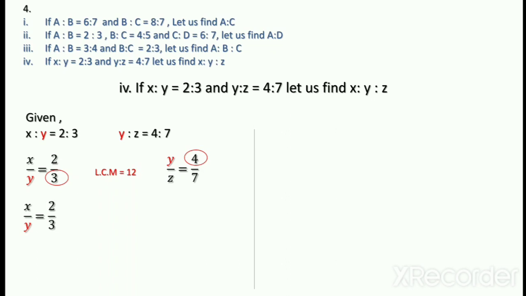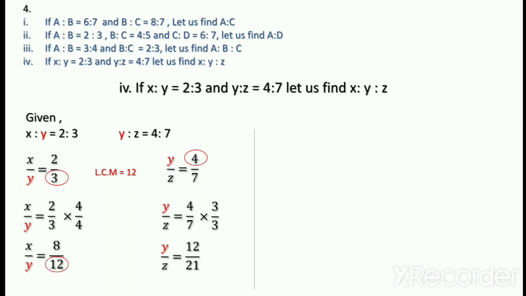We multiply the first ratio's terms by 4, so that 3 fours are 12. For the second one, we multiply by 3, so that it is 12. So the first ratio gives us 8 by 12 and the second one gives us 12 by 21. Now we have a single value of x, that is 8. We have a single value of y, that is 12, in both the first and second ratios, and a single value of z, that is 21.